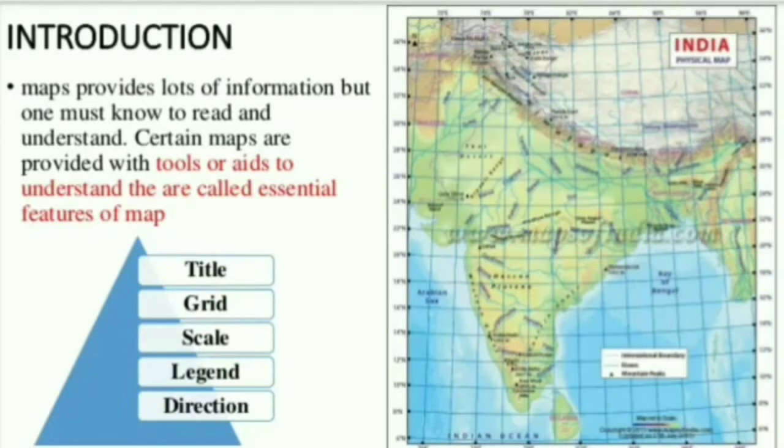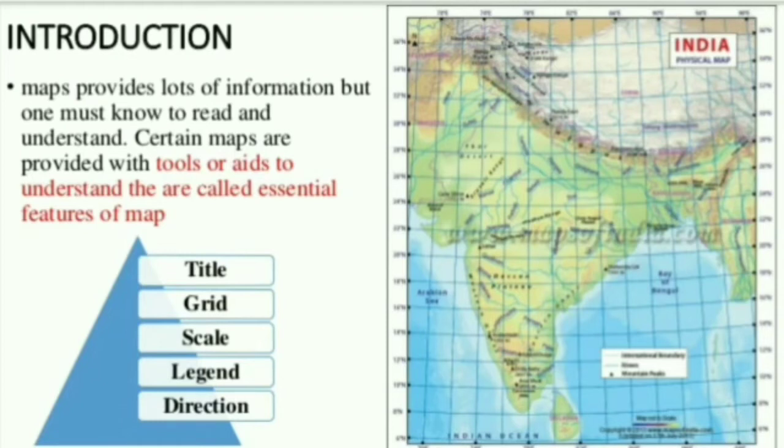As I have said before, maps have languages. If you want to read the map, you need to know about the languages. What are they? Symbols, scale, color, directions. Here also we have essential features of a map. They are title, grid, scale, legend and direction.